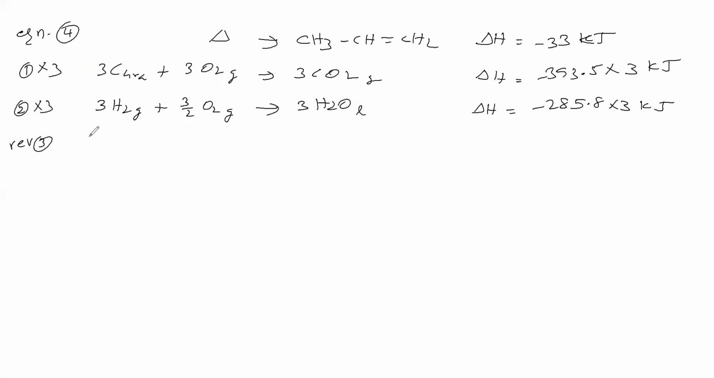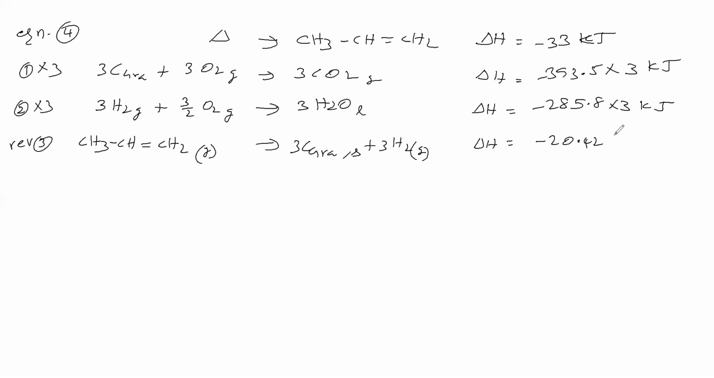So what will we get? Propene on the left side, and on the right side 3 times graphite and 3 times H2 gas. Then delta H: this plus 20 becomes minus 20.42 kilojoule. Okay, so we have reversed it.